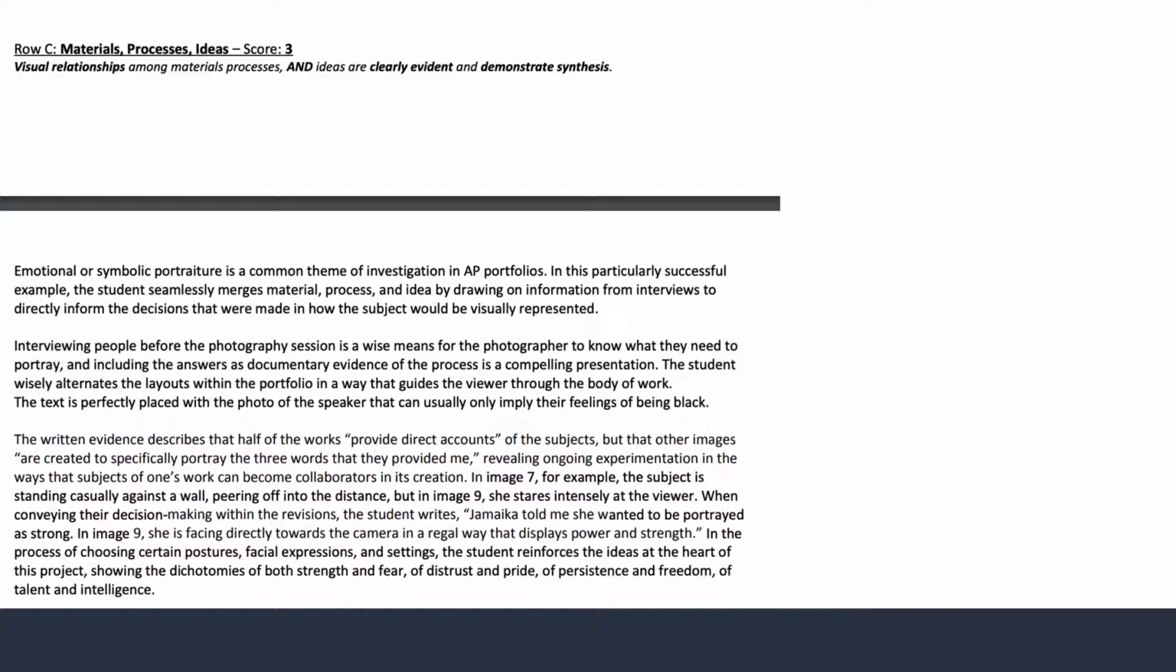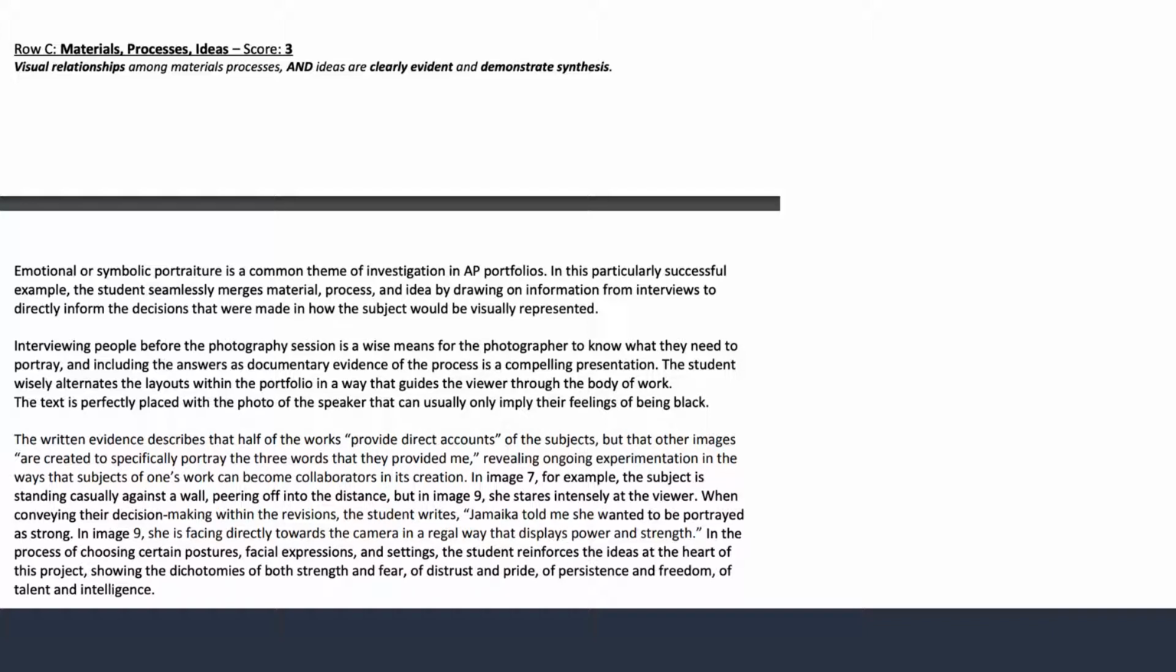In this particularly successful example, the student seamlessly merges material, process, and idea by drawing on information from interviews to directly inform the decisions that were made and how the subject would be visually represented. So even their material and process is really photography, but they explored whether it was black and white or color and added text to some of them. So interviewing people before the photography session is a wise means for the photographer to know what they need to portray, and including the answers as documentary evidence of the process is a compelling presentation.